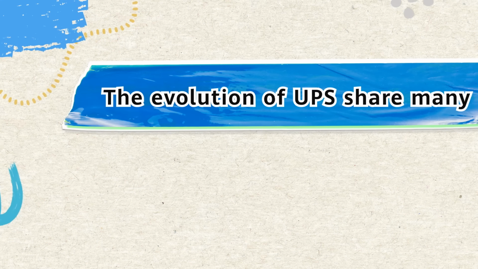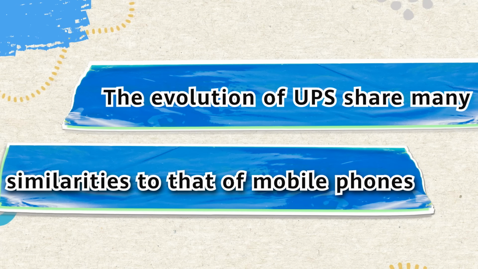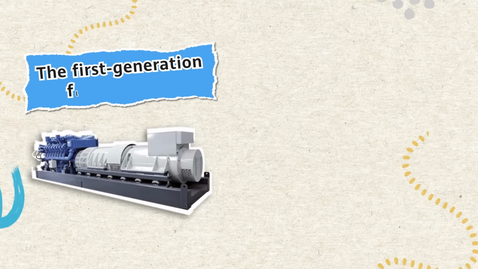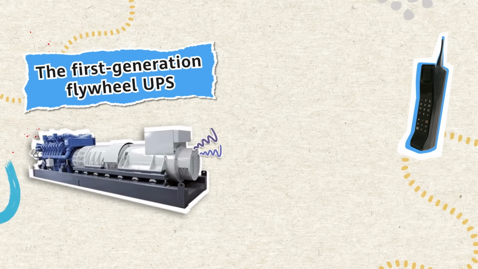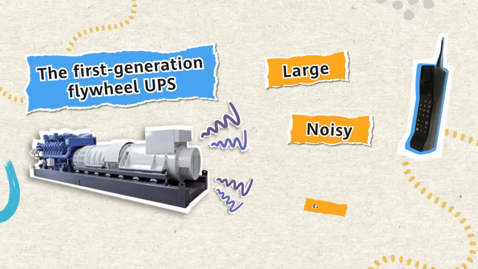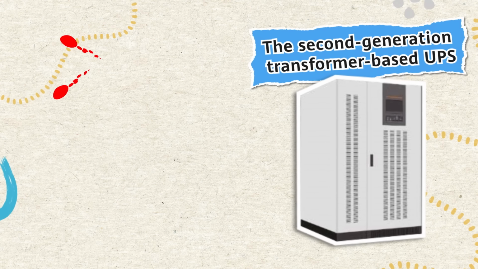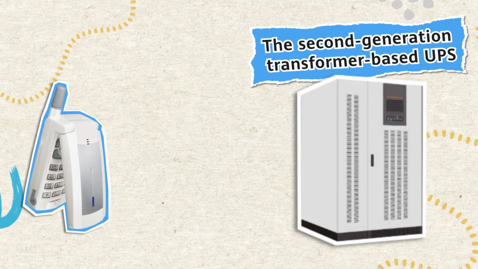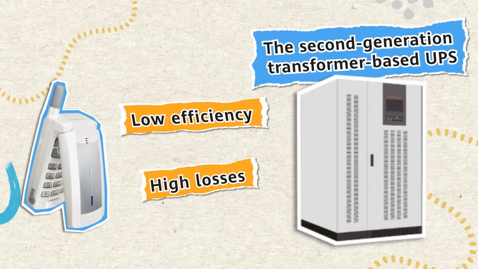The evolution of an uninterruptible power supply shares many similarities to that of mobile phones, like brick cell phones. The first generation flywheel uninterruptible power supply was large, noisy, and expensive, like portable phones. The second generation transformer-based uninterruptible power supply was of low efficiency and high losses, like feature phones.